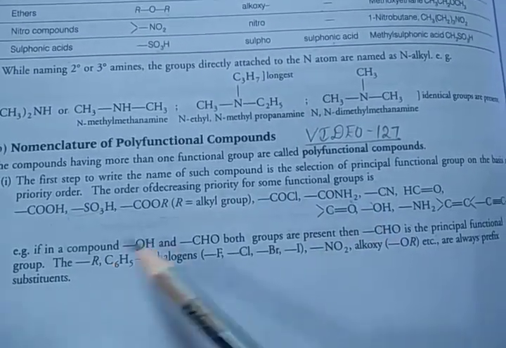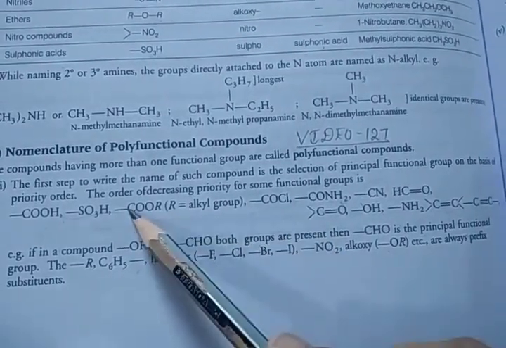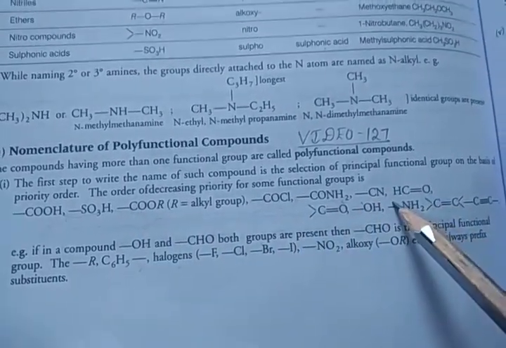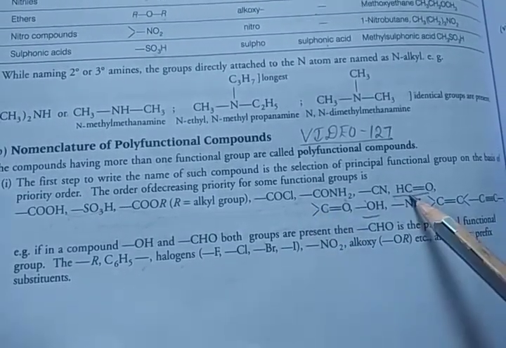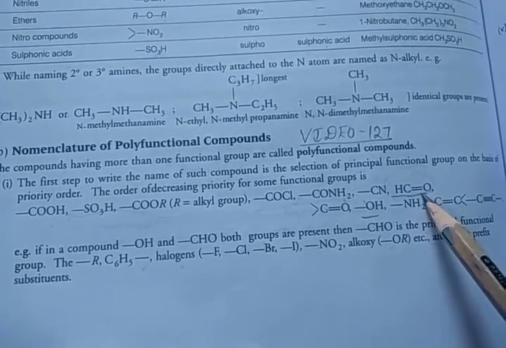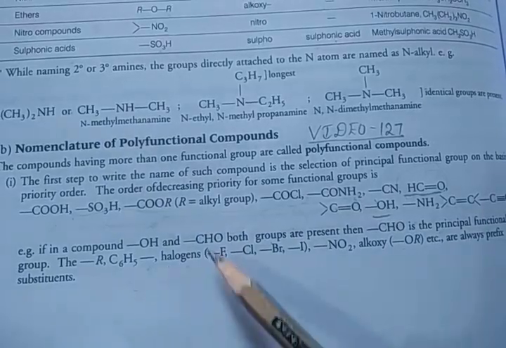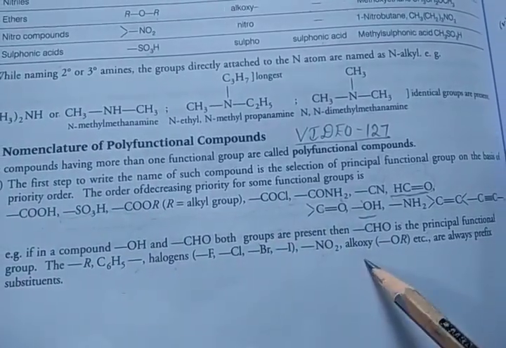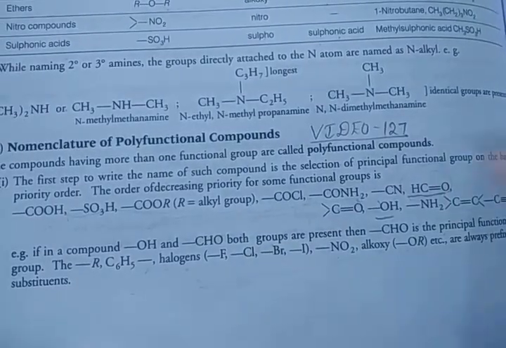Like if in a compound an OH group and an aldehyde group are both present, in the sequence you see this is the aldehyde and this is the alcohol. This is the decreasing order, so the first priority is given to aldehyde. Then alkyl, C6H5, halogens, NO2, alkoxy. Other functional groups we always have to write as prefix substituents.